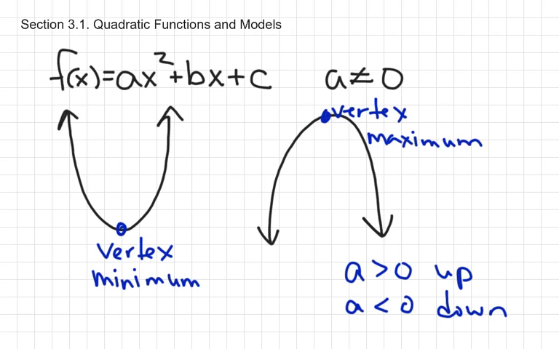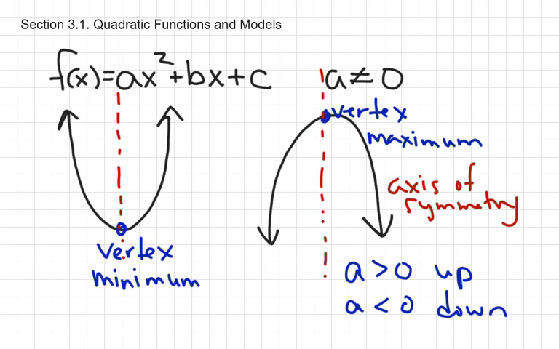There is this line that goes smack dab through the middle of the parabola that cuts it in half. That's called the axis of symmetry. And the axis of symmetry has its own equation: x equals the opposite of b over 2a. So if you can find the axis of symmetry, you'll know the x coordinate of the vertex. To find the y coordinate, you can just plug that number back into the original function in order to find y.